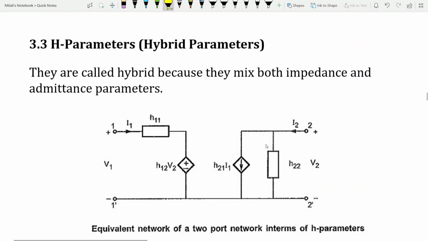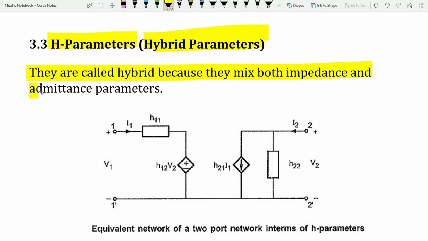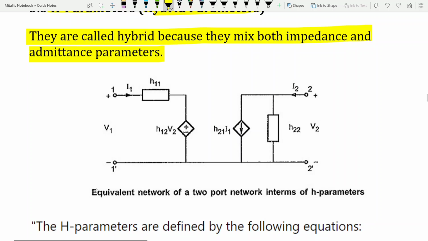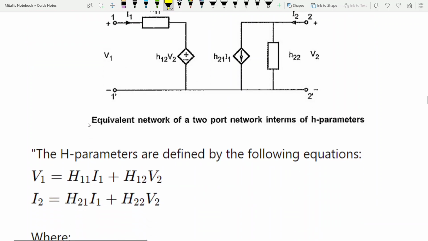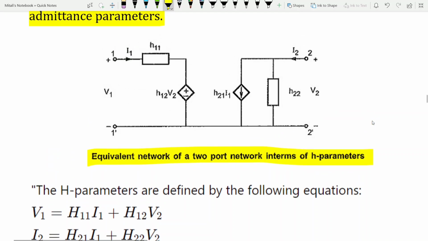Now let's explore H parameters, or hybrid parameters. They are called hybrid because they mix both impedance and admittance parameters. The H parameters are defined by the following equations. We can see the diagram of the equivalent network of a two-port network in terms of H parameters.